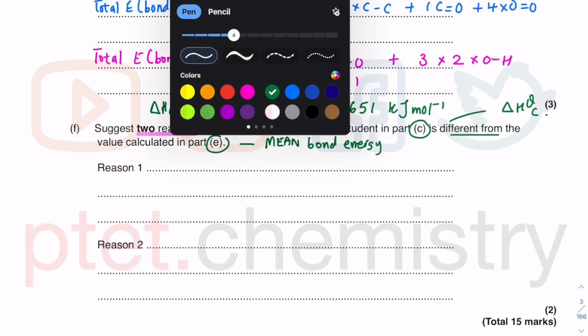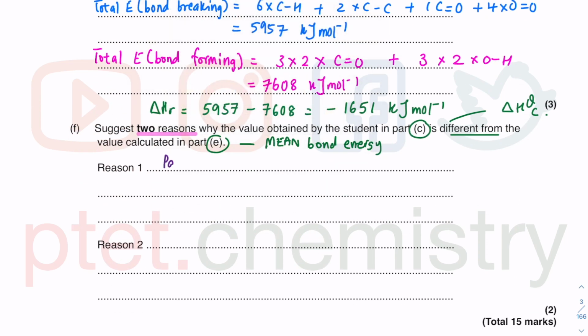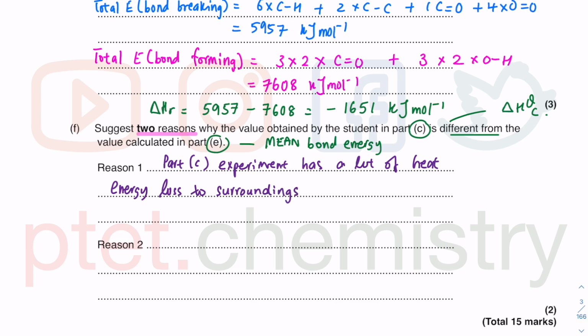So we can say that the part C experiment has a lot of heat energy loss to the surroundings, as you did not insulate the experimental setup, and therefore not all the heat energy gets transferred to heat up the water. Now, how about another reason? That was just looking at the experiment not being very accurate.